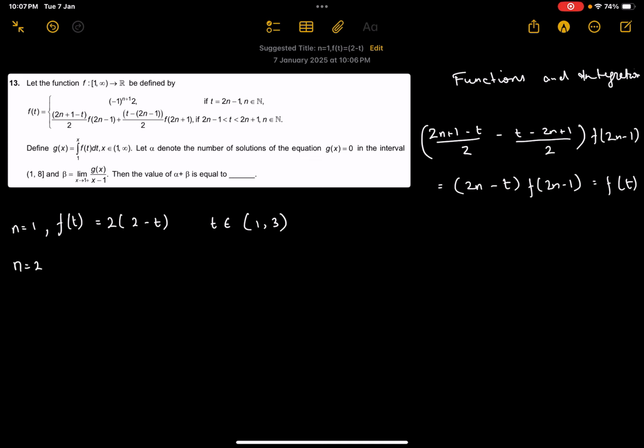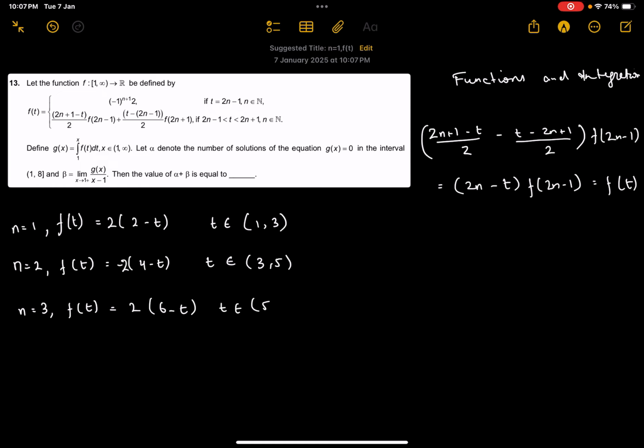For n equals 2, f(t) becomes (4 minus t) minus 4 minus t, minus 2 times (4 minus t). Then for n is 3, and finally, that's all we need.